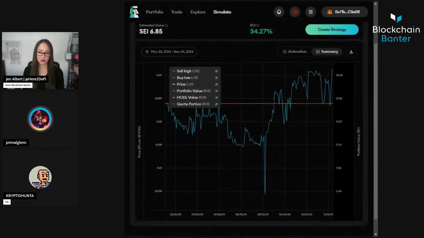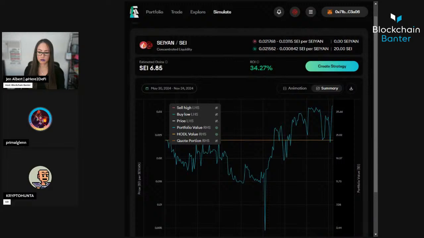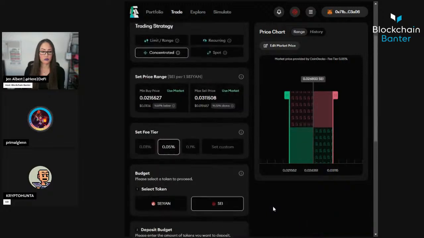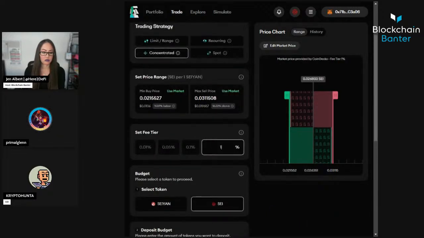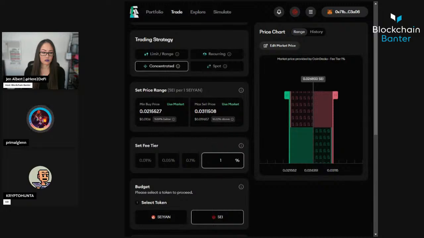So what I can do from here is, okay, I actually like these ranges that I selected. I want to go ahead and create a strategy, right? And here, I'm going to set my fee. I did 1%, right? I selected this range here. It looks like that's roughly 20% below the current market price, 16% above, right? So I'm going to make these just round numbers. I like round numbers instead of having all these decimal places here.